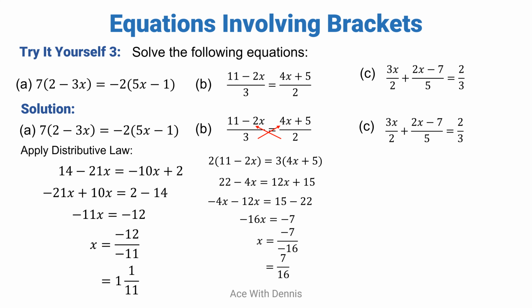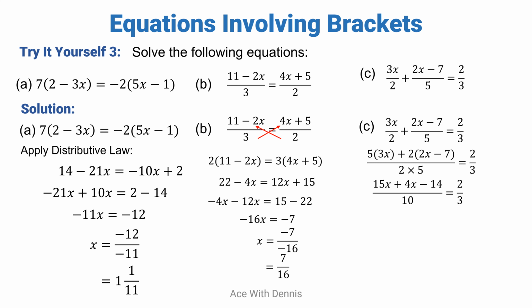For C, 3x over 2 plus (2x minus 7) over 5 equals 2 over 3. Right, so to solve this equation, we have to combine the two fractions on the left side together. So for the denominator, we multiply them together, 2 times 5. For the numerator, for the first fraction is 5 times 3x, and the numerator for the second fraction is 2 times (2x minus 7), then equals 2 over 3. Okay, we expand the bracket and simplify.